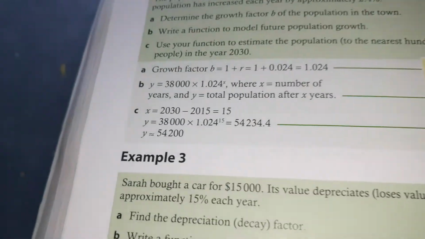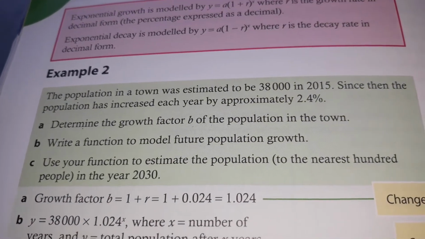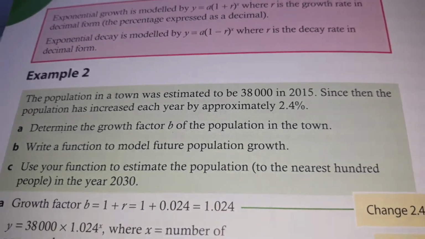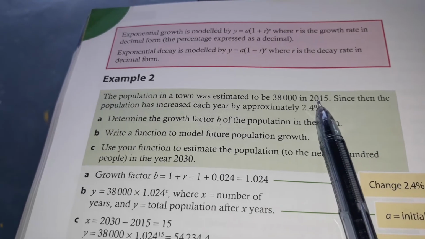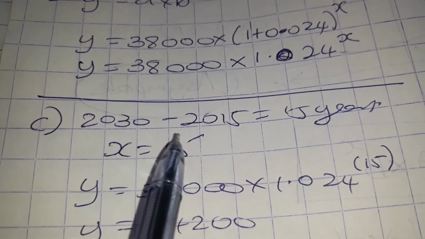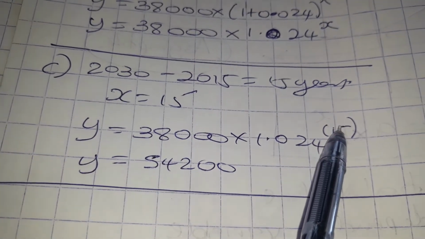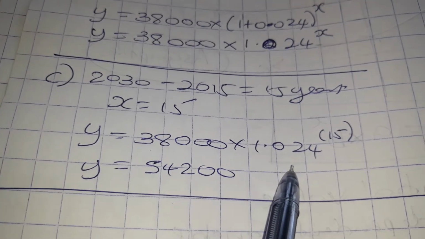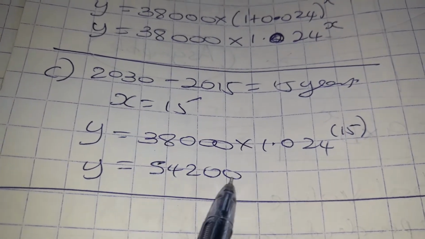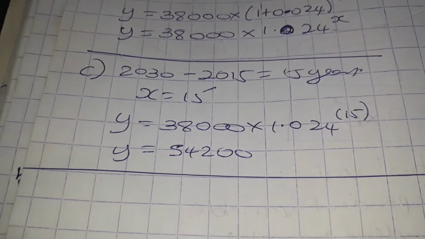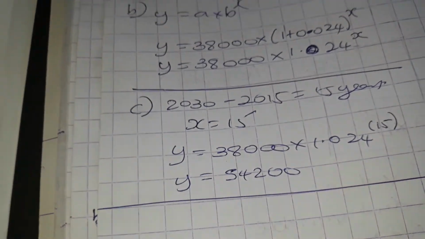Okay, let us look at part C. Part C says, use your function to estimate the population to the nearest 100 in 2030. Now, we at the moment have the function from 2015 and it's talking about 2030. So, let's see how many years. 2030 minus 2015, we have 15 years. So, my value for X would be 15. That means in place of X, I'll be substituting 15 in my formula. 38,000 times 1.024 to the power of 15. I'll have 54,200 as my solution. Right? 54,200 people.